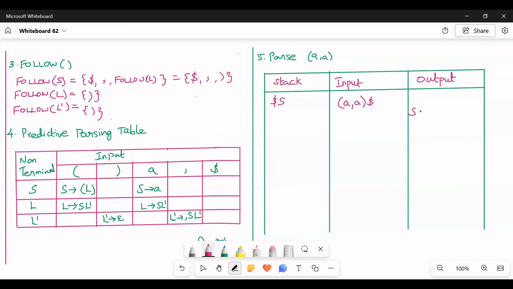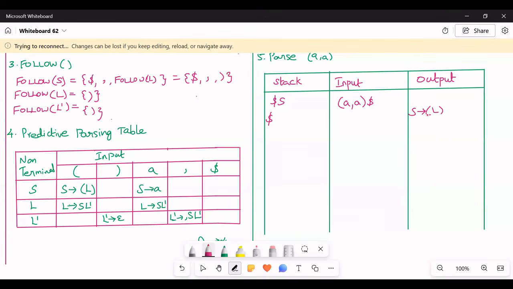Okay, in the next line, S tends to open parenthesis, L close parenthesis. Then here we need to write dollar. The meaning is that the left side of the production is replaced by the right-hand side of the production. So S must be replaced by the right side of the production but in reverse order: right parenthesis L left parenthesis. Here there is no change in input, so a comma a close parenthesis dollar.